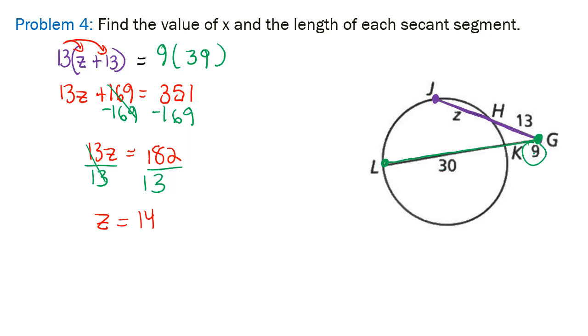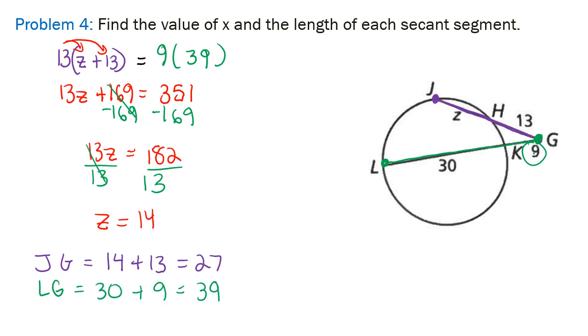We can simply find the secants now. So JG should be z, which is 14, plus 13, which is going to be 27. And then LG, which is going to be 30 plus 9, which is 39.